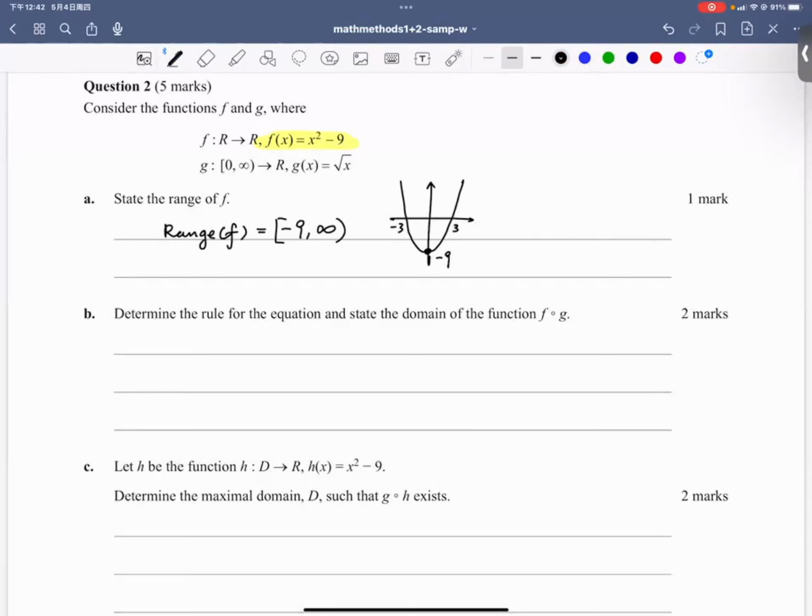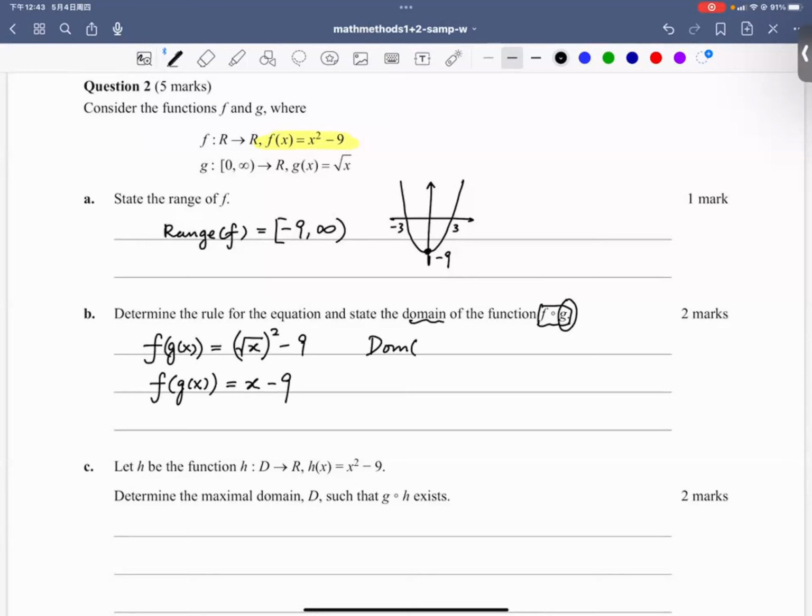Now, notice this new notation, f of g, which is f(g(x)), okay? And this is the rule for the equation. So what I'm writing is (root x) squared minus 9. Simplifying that, you should be able to get x minus 9, okay? And the domain of the composite function is going to be the domain of the inner function.